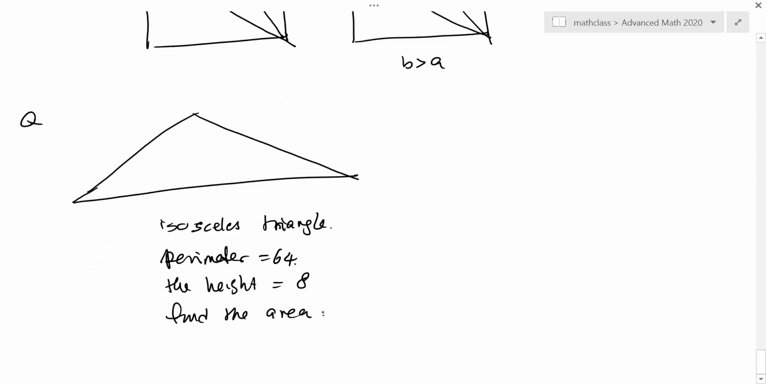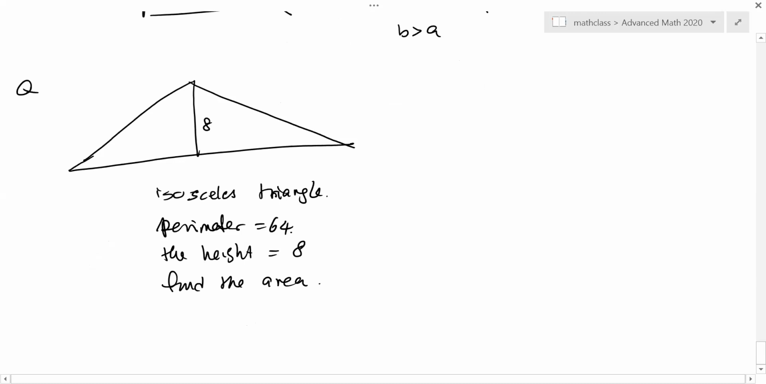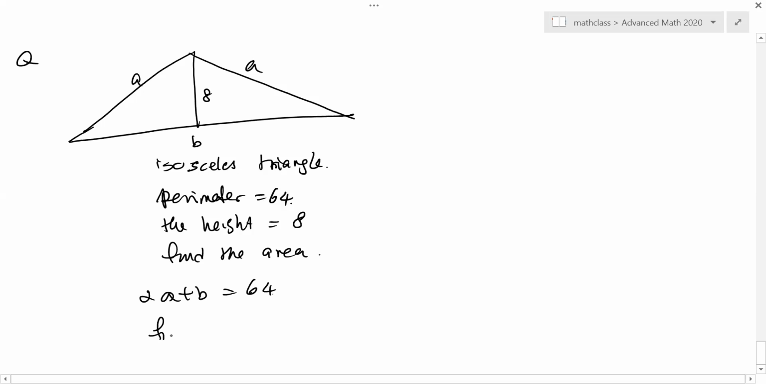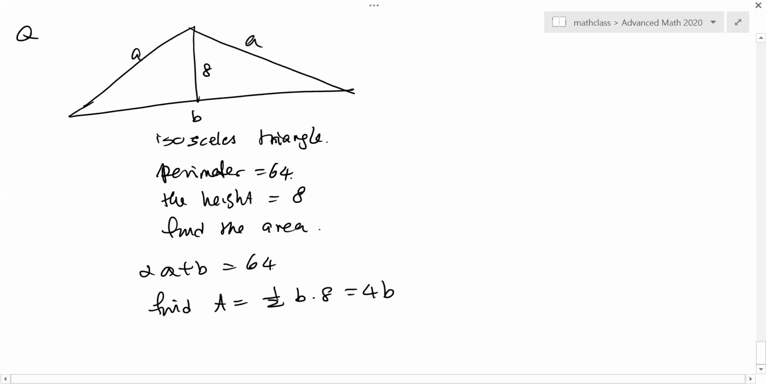Okay, so this is the perimeter here, this is 8. So this side is A, this side is A, this is B. We are given 2A plus B equals 64. What we want to find out is the area. Area is half of B times 8, which is 4B. So in other words, you need to find B. If you know the perimeter of an isosceles triangle, is there any way you can do it?